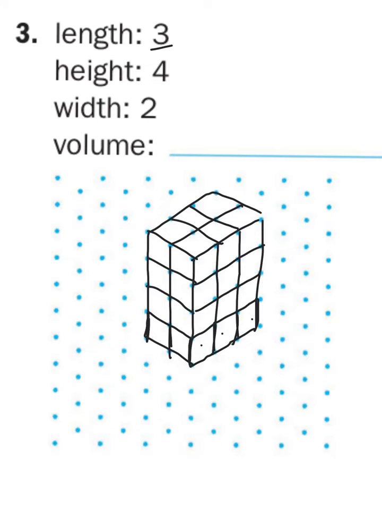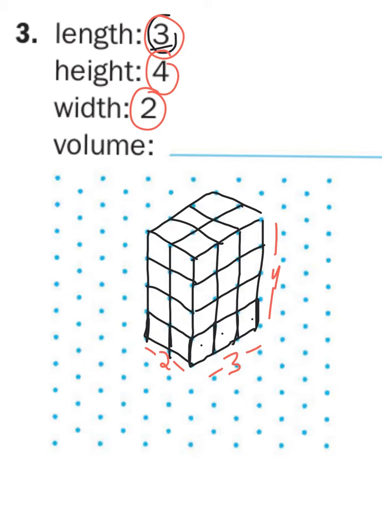Now remember, it was 3 long. See my 3 going this way? It was 2 wide. You see my 2 going this way? And it was 4 high. See my 4 going this way. They are my 3 dimensions.